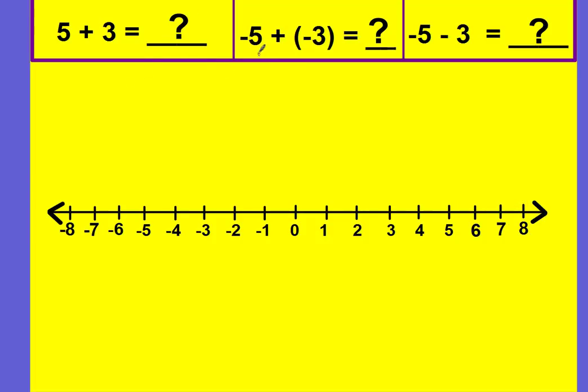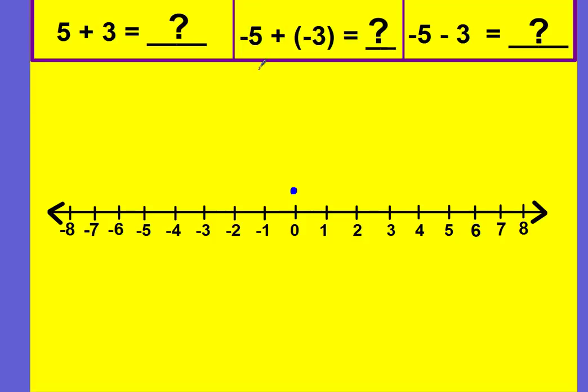Okay, our next example is -5 plus -3. On your page, this is actually the 1, 2, 3, 4, 5, the 6th example. So you have to go all the way down to the 6th example, the one that says -5 plus -3. Okay, again, step 1 is you always start at 0.